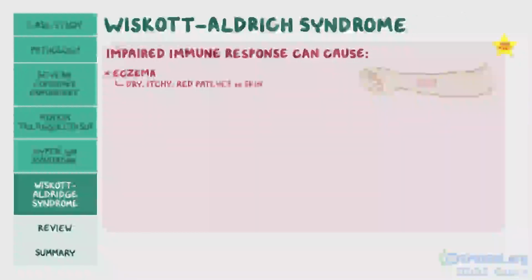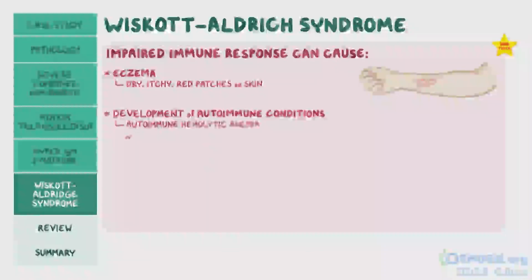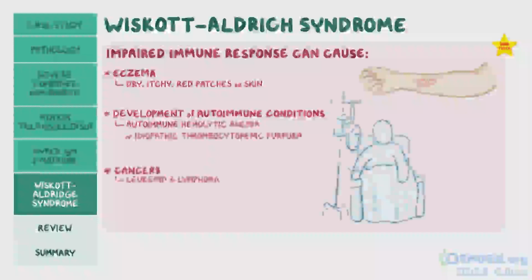And finally, you must know that the impaired immune response in WAS can often lead to the development of autoimmune conditions, such as autoimmune hemolytic anemia or idiopathic thrombocytopenic purpura, as well as cancers like leukemia and lymphoma.